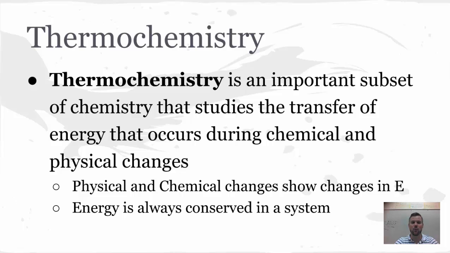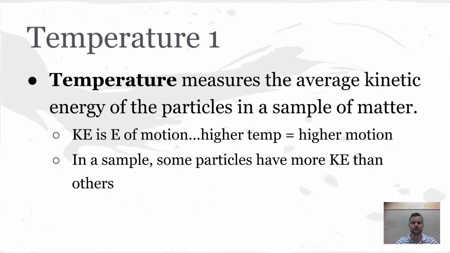Energy is transferred from one part of the system to another, but it's always conserved in the system due to the law of conservation of energy. We need to know a couple definitions, and we need to also differentiate between the terms temperature and heat. So temperature is going to be the average kinetic energy of the sample of matter that we happen to be examining. In the case of kinetic energy, it's going to be the energy of motion inside of a sample. Particles are always vibrating in space, and the higher the temperature, the more they are vibrating, or the higher the motion of those particles.